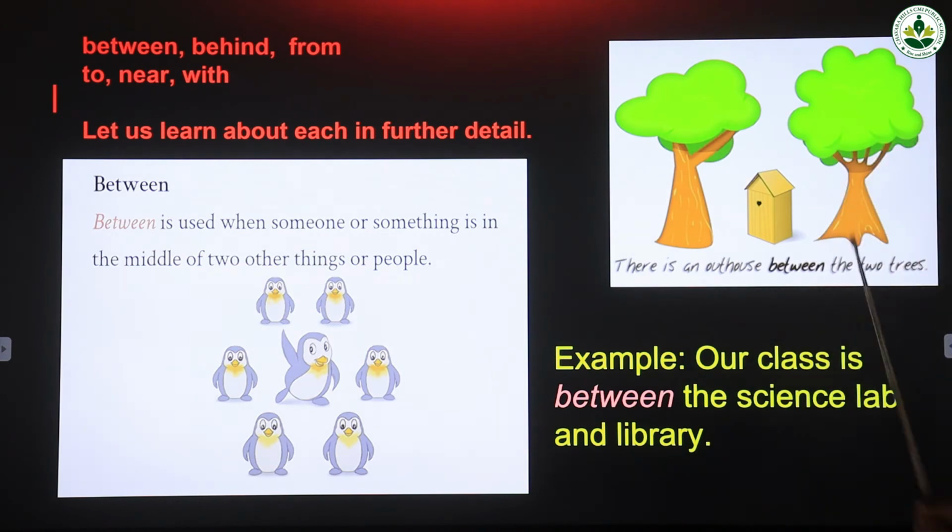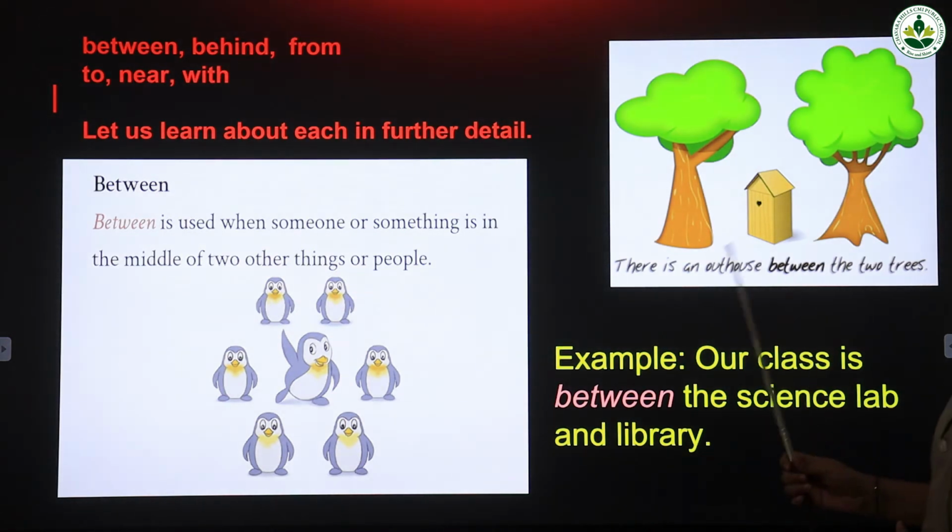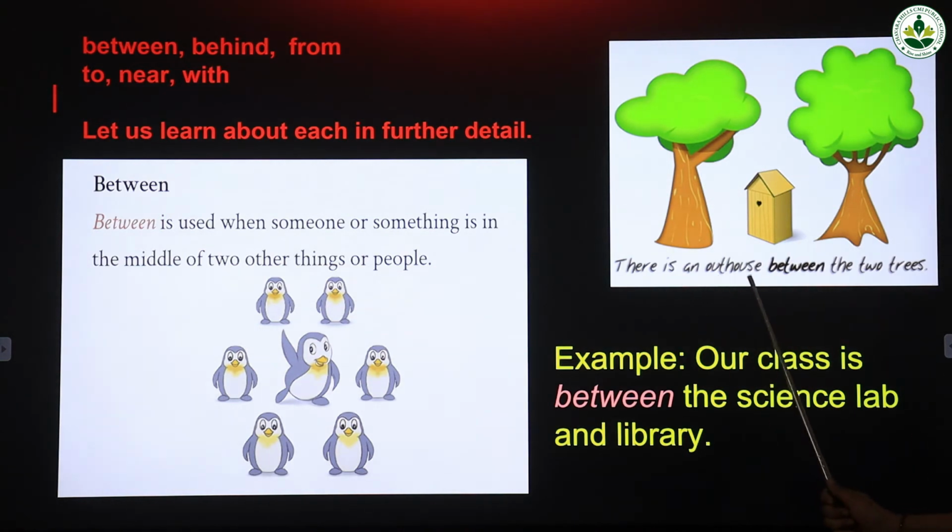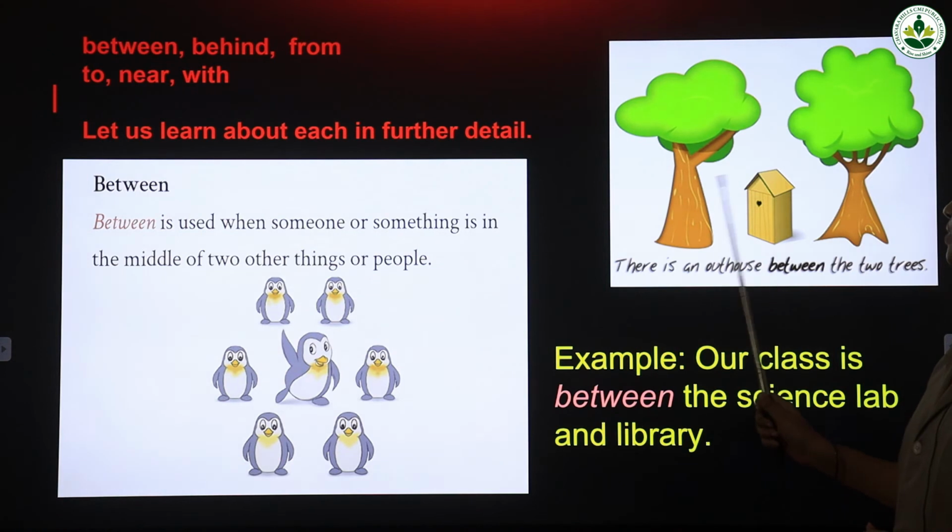Okay, look at this picture. Here you can see the picture of a house, and you can also see the picture of trees. Can you read this example? Yes, there is an outhouse between the two trees. Here you can see the picture of a house, and there is an outhouse between the two trees.